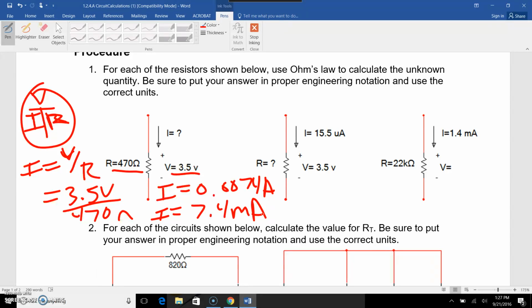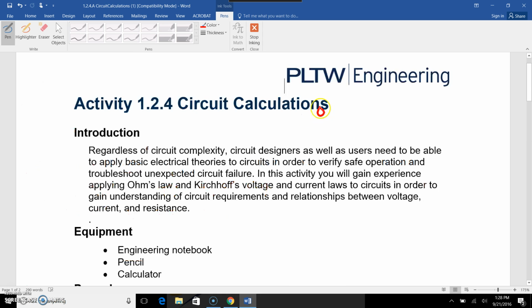Going on to part B of number one. If you'll notice under current this time, they're giving us the current, but we have this little symbol, and that is standing for microamps. If you forget your scientific notation, micro is 10 to the negative 6th.